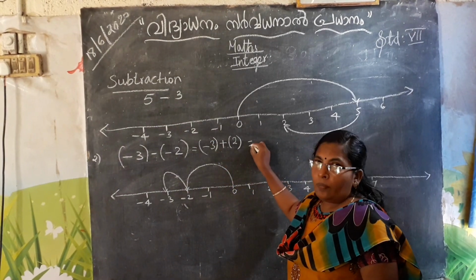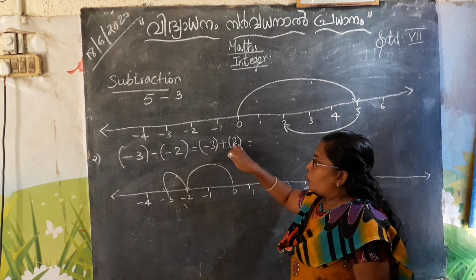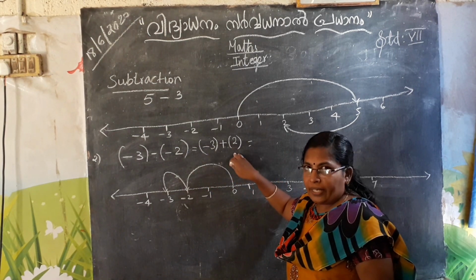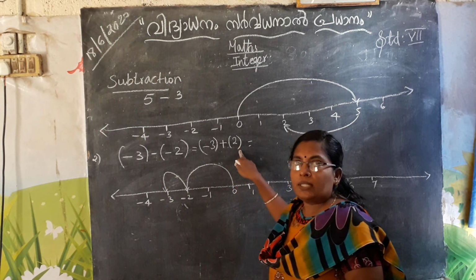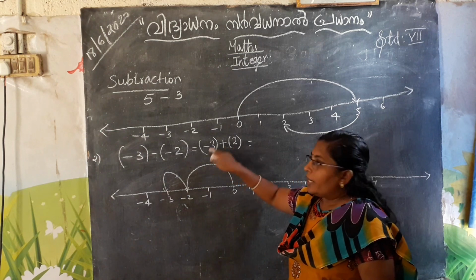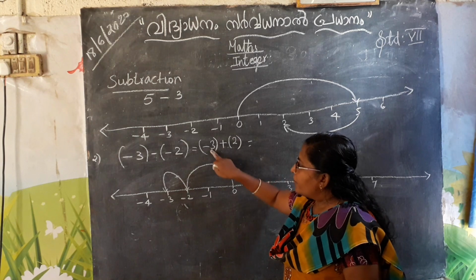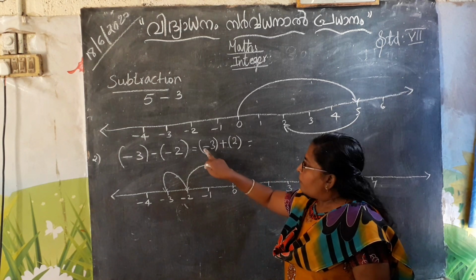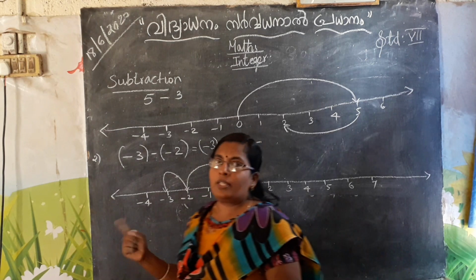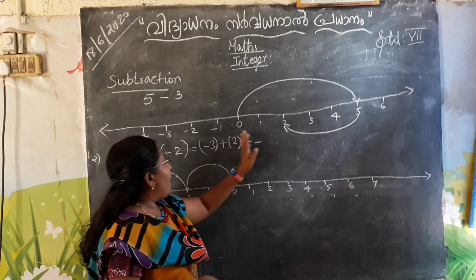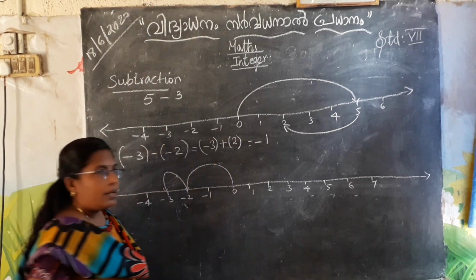Next, what is the rule? There is one subtraction rule. If two signs are different, if one is positive and another one is negative, we should write the greater number's sign. Here, which is the greater number? 3 is the greater number. Its sign is minus. Write that sign and subtract the numbers. 3 minus 2 is 1. The answer is -1.